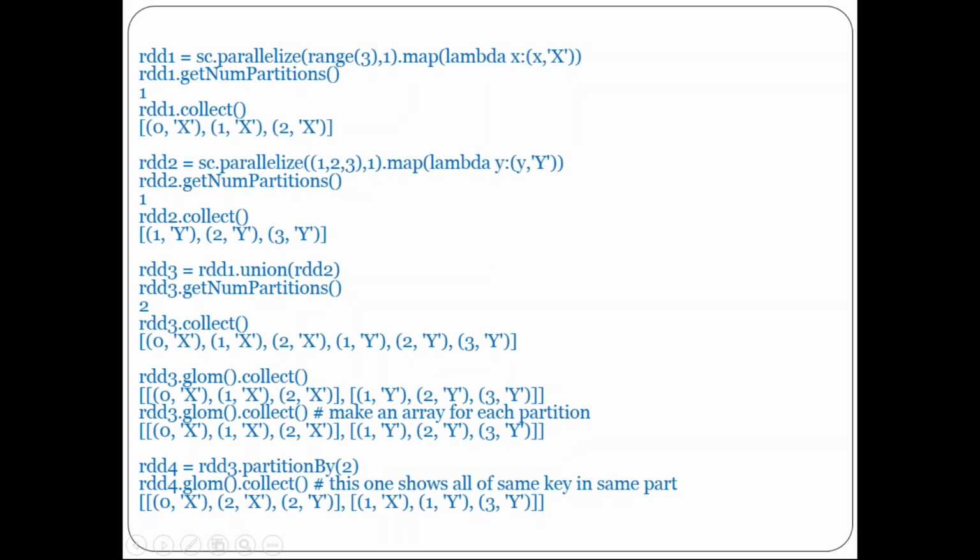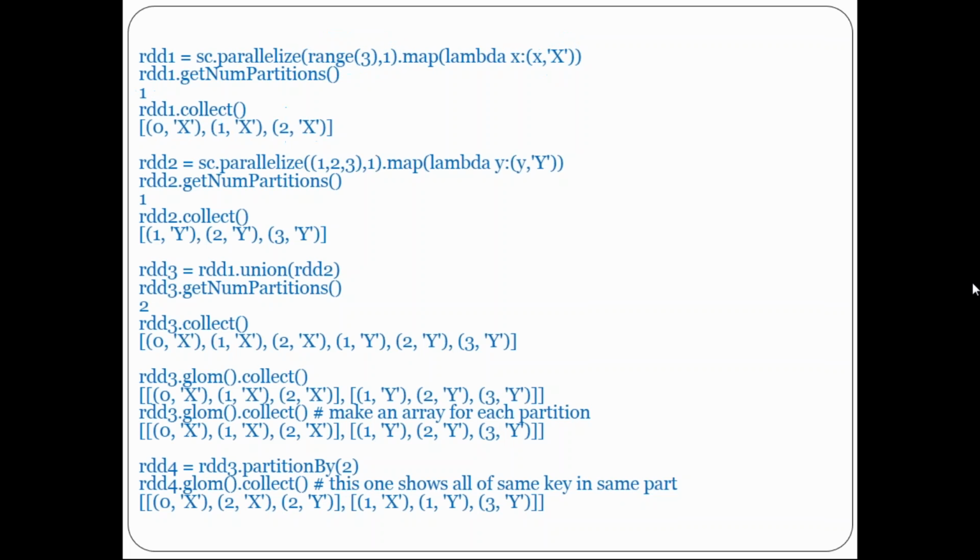Try to understand. Okay, let me draw a diagram, otherwise you tend to confuse. Now, this is your RDD1. You have one partition. In here, what happens is you have range of 3, comma 1. You have a map function x, and for each x, you are giving x. So when you say range of 3, it is 0, 1, 2. And for each x, you are appending another x. So 1, 2, 3. That is done. Here, comma 1 means one partition.